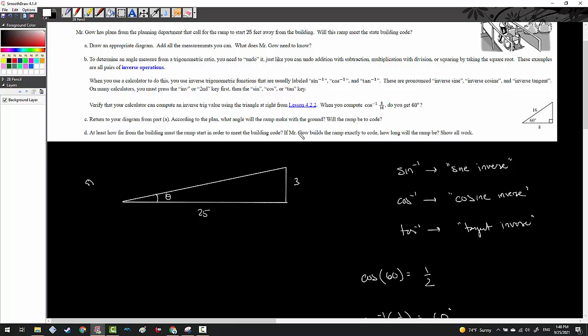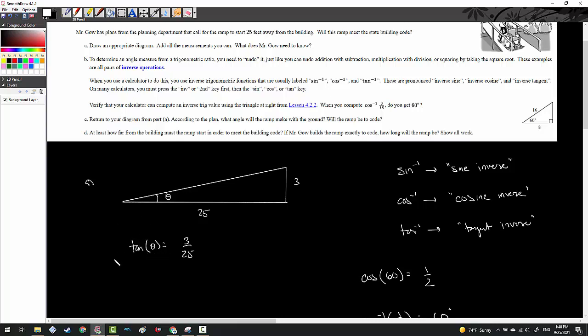We have to return to the diagram from part A. What angle will the ramp make with the ground, and will the ramp meet code? Well, let's take a look. I'm going to go ahead and say tangent of theta, this is the angle, is going to equal 3/25. Now, whether you realize it or not, we actually have an equation here. And the way I'm going to get rid of the tangent that is surrounding the theta, and everyone makes this mistake, I'm not going to divide by tan, because this is not tangent times theta, it's tangent of theta.